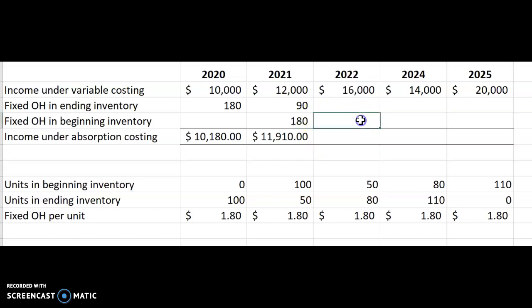In 2022, the $90 in ending inventory becomes the fixed overhead costs in beginning inventory under absorption costing, and that's going to be subtracted this period under absorption costing. It was subtracted last period under variable costing. But this period, we have 80 units in ending inventory at $1.80 per unit. So there will be 144 costs that are subtracted this period under variable costing, but they will be in inventory on the balance sheet under absorption costing.